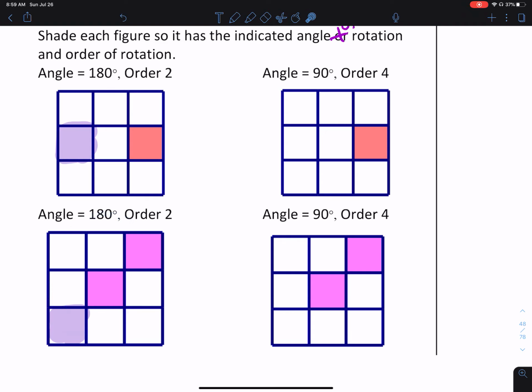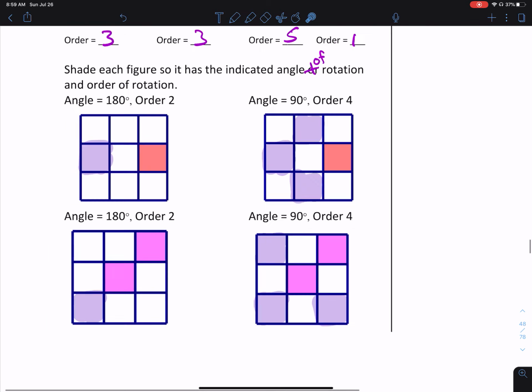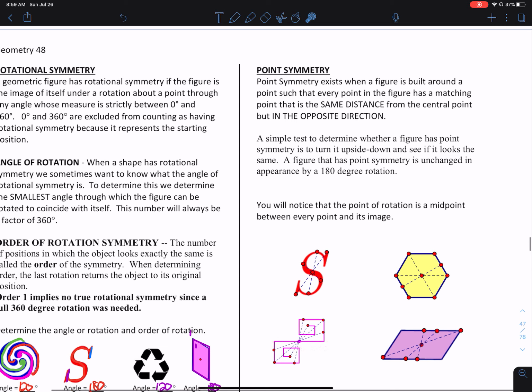Makes sense to me. Angle of 90 degrees, order of 4. If I darken those in, I rotate 90 degrees, that puts this here. 90 more, 90 more, 90 more. Checks out. This last one, and once again, there's different ways to do this that are correct. These are just sample answers. If I rotate this 90, and then 90, and then 90, and then 90, and this stays where it is, that checks out.